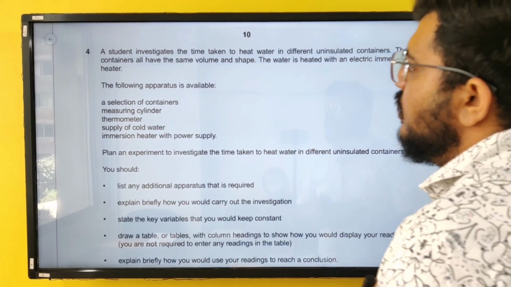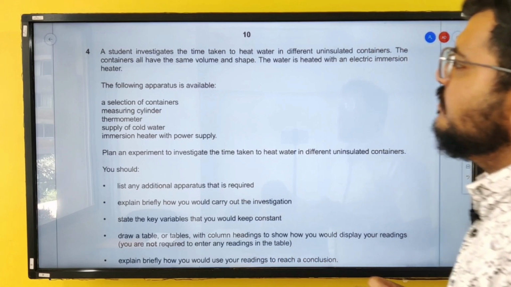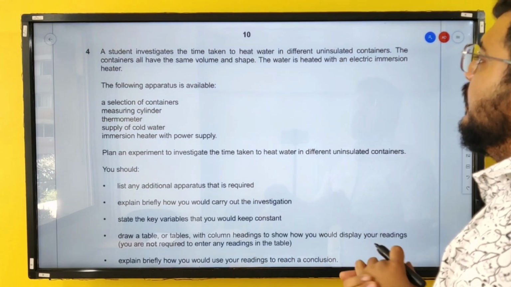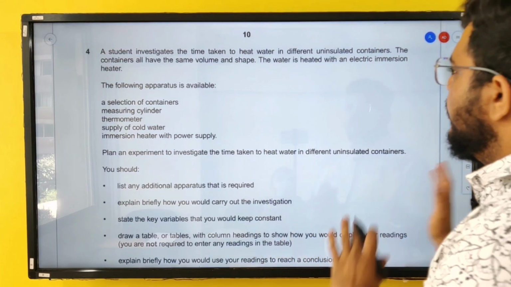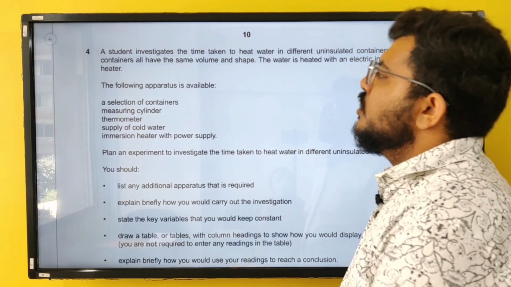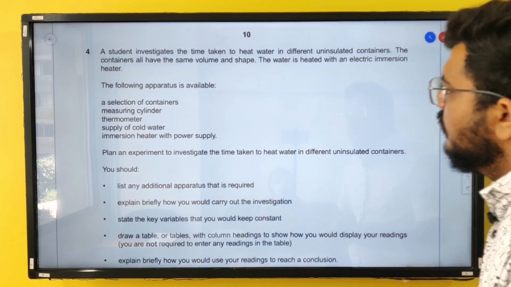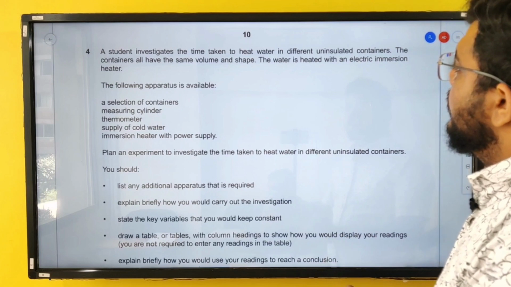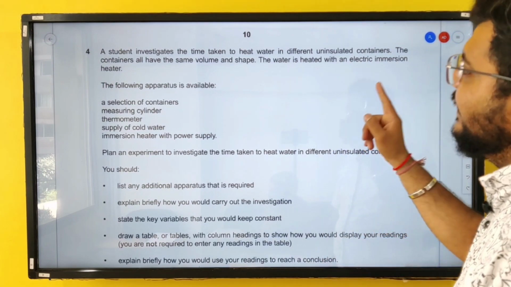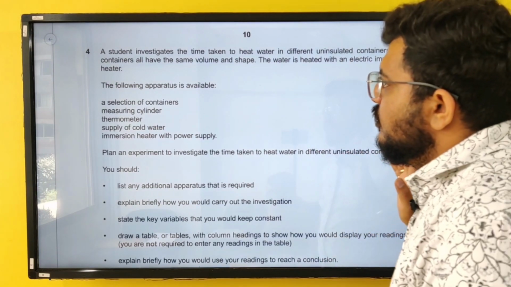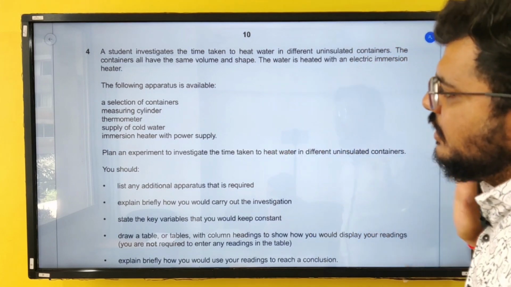So question 4. A student investigates the time taken to heat water in different uninsulated containers. The containers all have the same volume and shape. The water is heated with an electric immersion heater. The following apparatus are available.